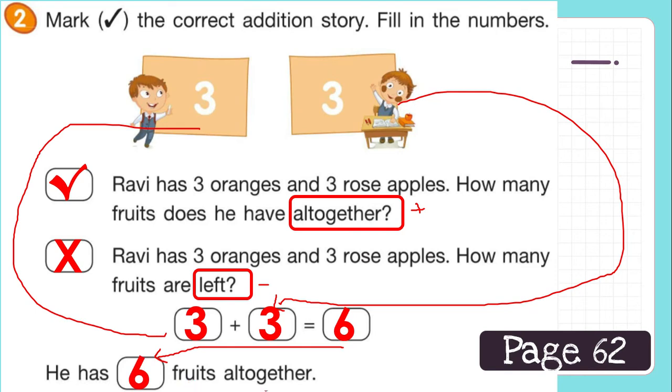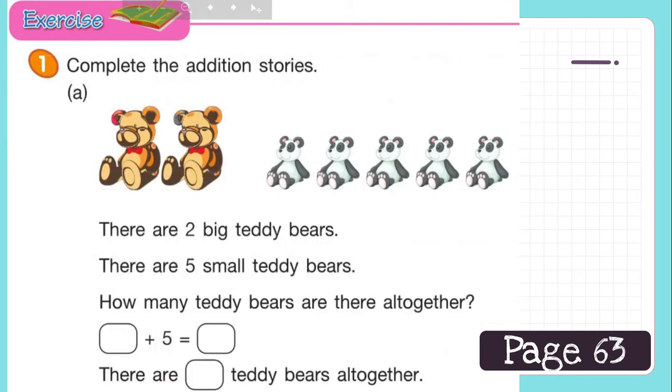Okay, there you go. Can you follow? Are you following along? Next, page 63. Page 63, number 1, complete the addition stories. Okay, so we have here 2 big bears, and we have here 1, 2, 3, 4, 5 small teddy bears. So we're going to read in a story. Let's make a story. Let's go. There are 2 big teddy bears. There are 5 small teddy bears.